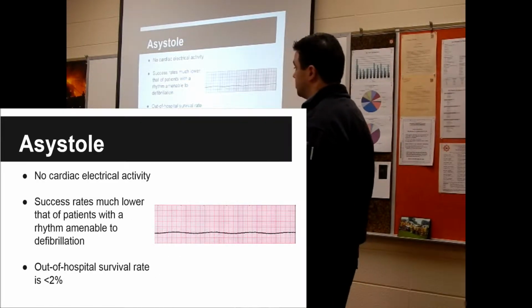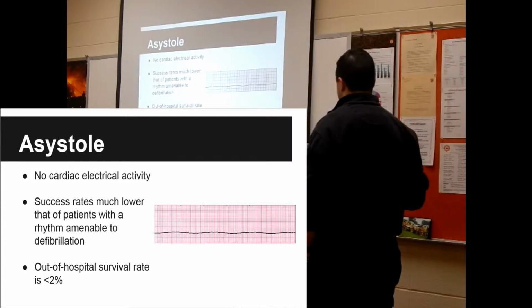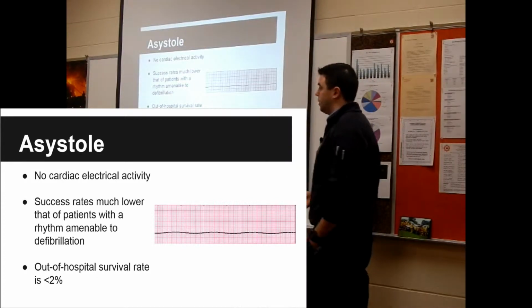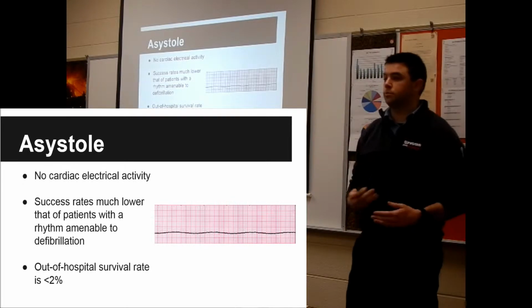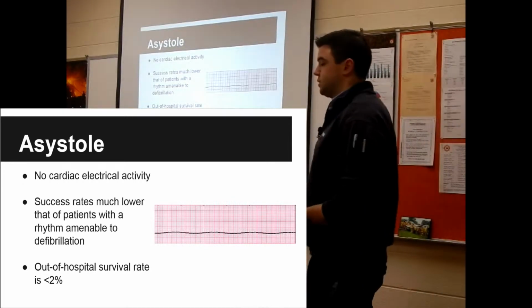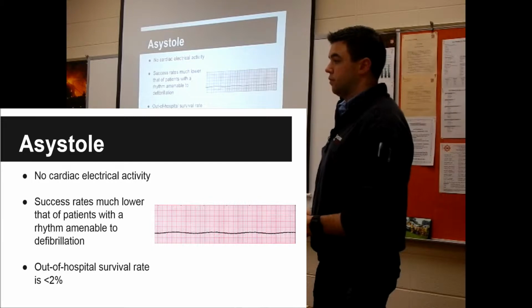Asystole, there's no cardiac electrical activity. Success rates are much lower than that of patients with a rhythm amenable to defibrillation. So that means a rhythm that's able to be defibrillated. Out of hospital, it's less than 2% survival rate.